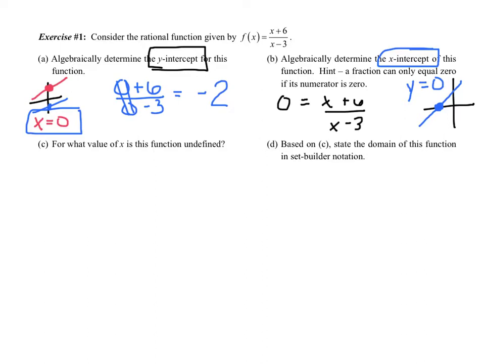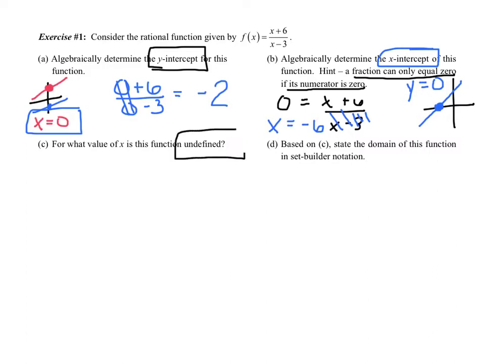And the hint says a fraction can only equal 0 if its numerator is 0. So when I set a fraction equal to 0, I'm really just setting the top equal. So if 0 equals x plus 6, x equals, subtract that 6 over, negative 6. C. For what value of x is this function undefined?